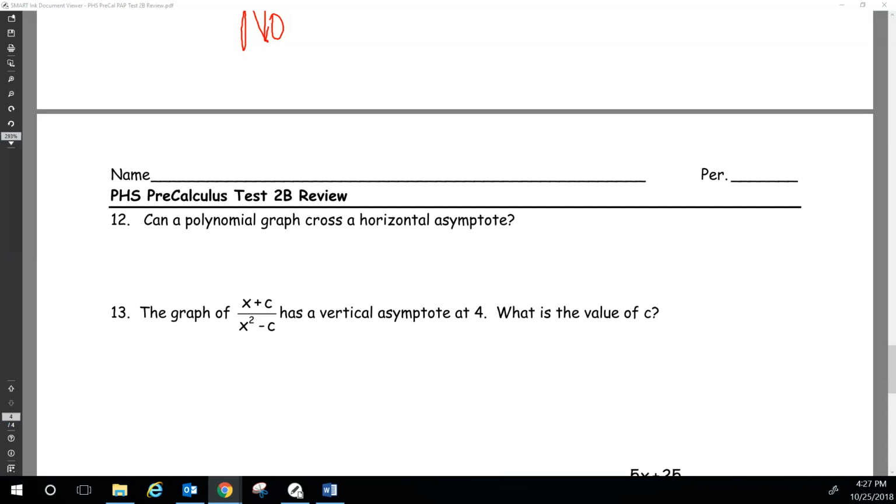Hi guys, here's the last page of Test 2B review. Number 12, can a polynomial cross a horizontal asymptote? You betcha, yes it can.